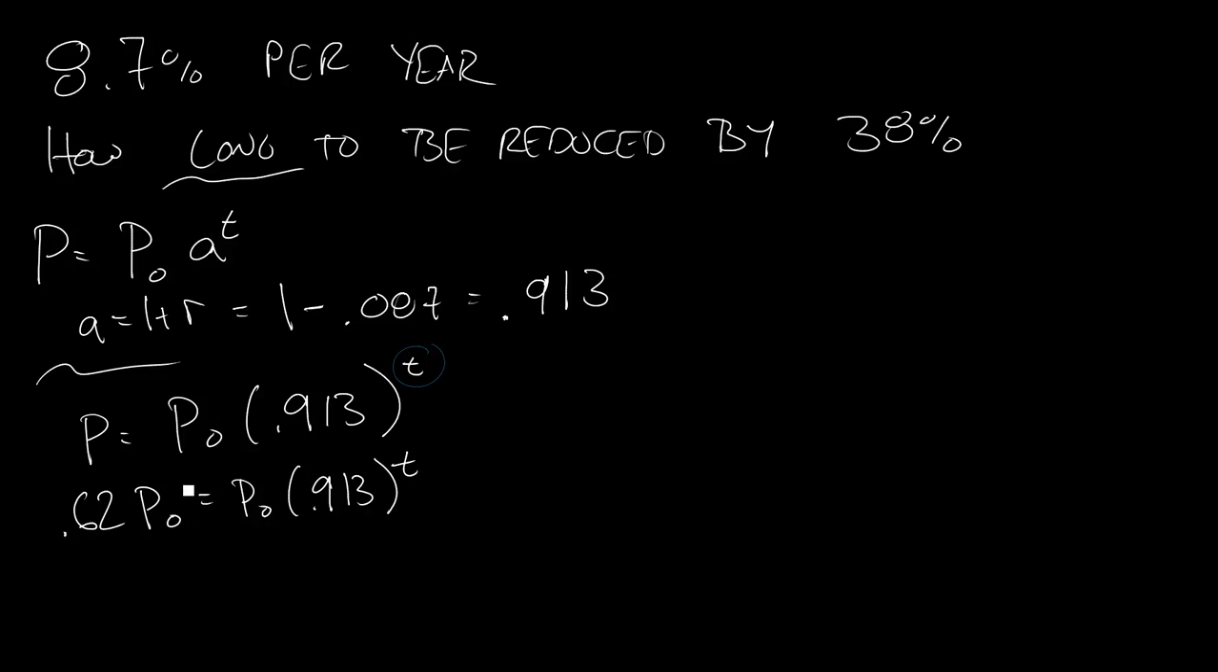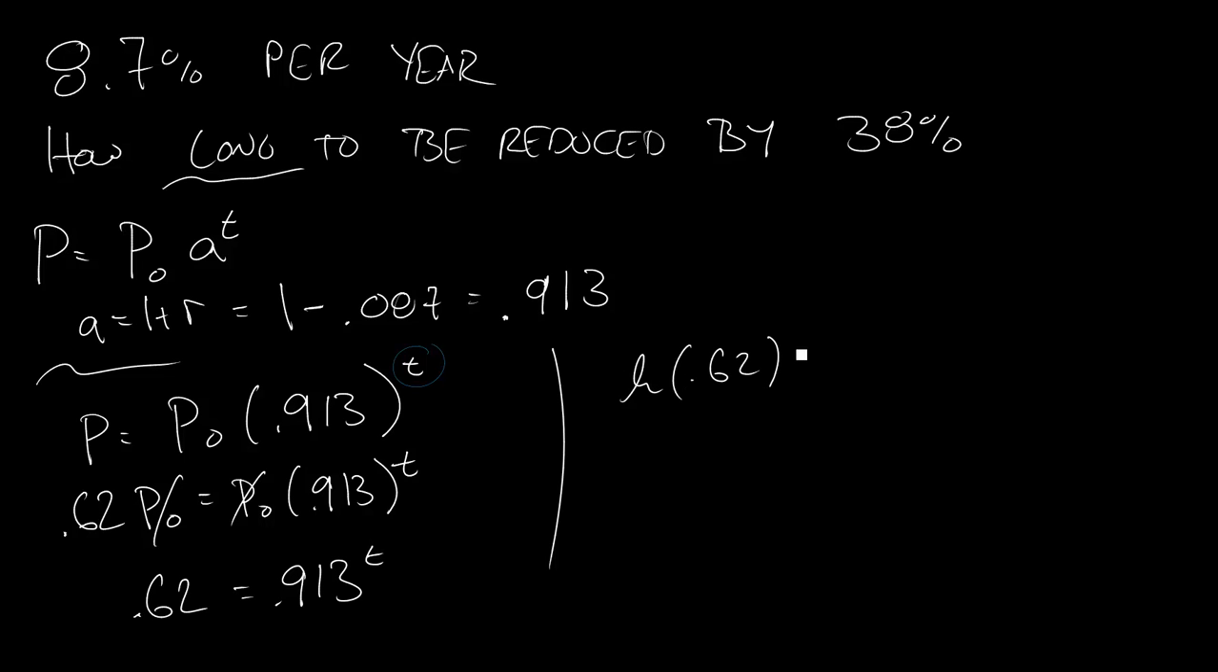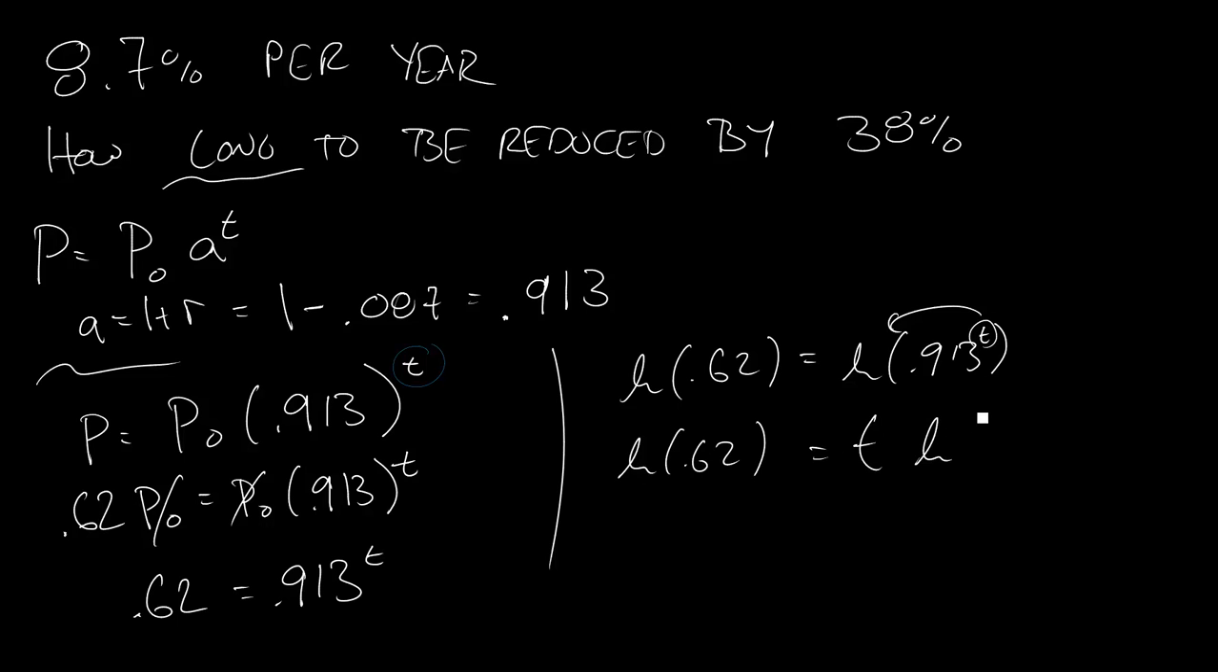If I start solving for this, I notice that these P0s cancel out. I'd have 0.62 equals 0.913 to the t. How do I finish solving for this? Well, where is my variable? It's in the exponent, right? We have a special rule for whenever something's in the exponent: we have to use ln. So we take the ln of each side. The ln of 0.62 equals the ln of 0.913 to the t. This t would come down, so I'd get ln of 0.62 equals t times the ln of 0.913, and then I could just divide each side by ln of 0.913 to get t. Hope that helps.